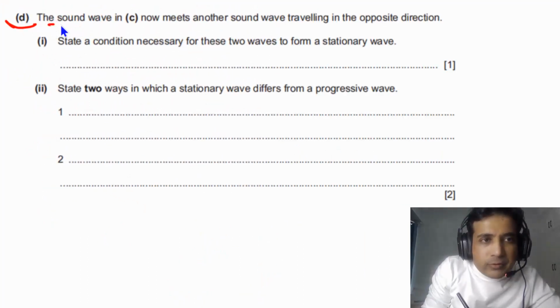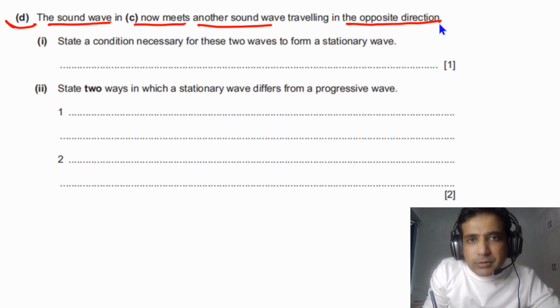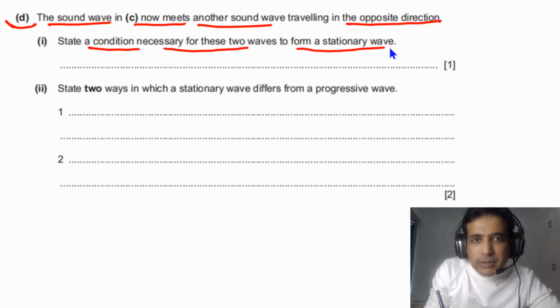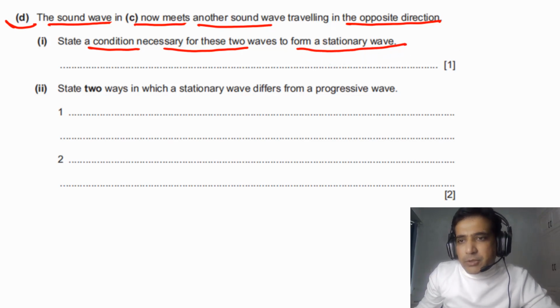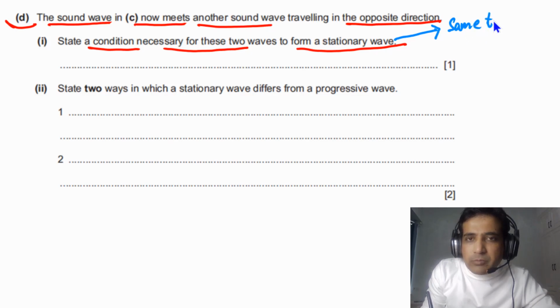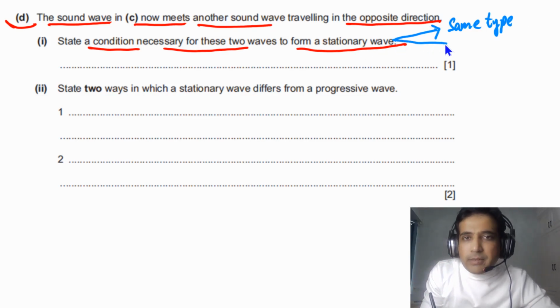For part D, it is given to us that the sound wave in C now meets another sound wave traveling in the opposite direction. We need to state a condition required for these two waves to form a stationary wave. So for any stationary wave to be formed, there are certain conditions that need to be fulfilled. First condition is the type of wave. Only the same type of wave can form a stationary wave. Means sound waves can form stationary waves with sound waves. Light can form stationary waves with light. Microwaves can form stationary waves with microwaves. So same type.